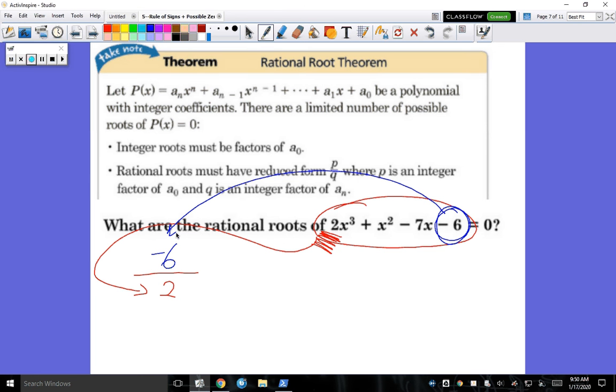What are factors of 6? 1, 2, 3, and 6. I know. Here we go. What are the factors of 2? 1 and 2. Now, you could have plus or minus on the top, and you could have plus or minus on the bottom, on all of these.